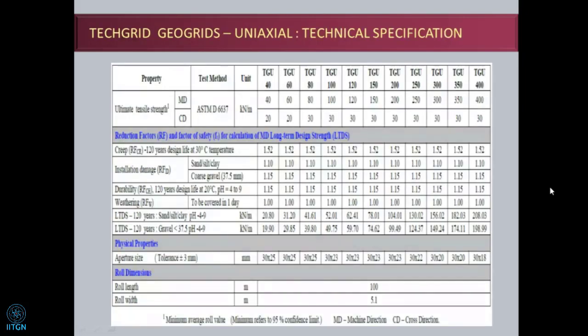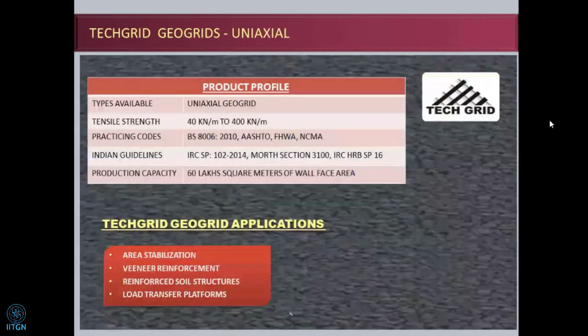So these are the specifications, with various parameters and factors given based on the test results. The tensile strength for this product is 40 to 400 kilonewton per meter. The practicing codes are BS and ASTM FHWA for this particular application, reinforced soil walls and slopes. We are going to cover the same topic in our workshop. There are Indian guidelines: IRC SP 102 has been given, and the MORTH 3100 section is there.